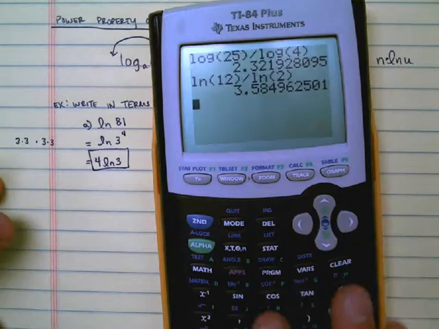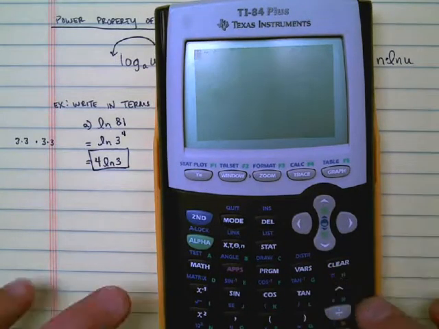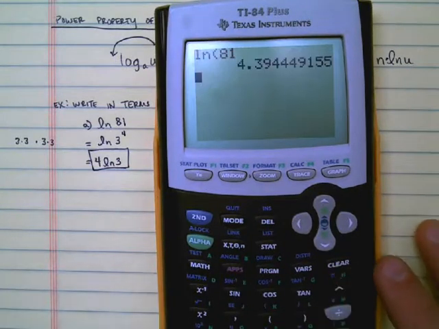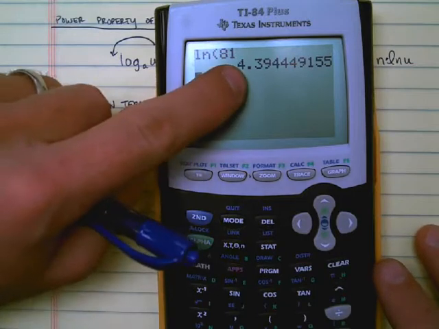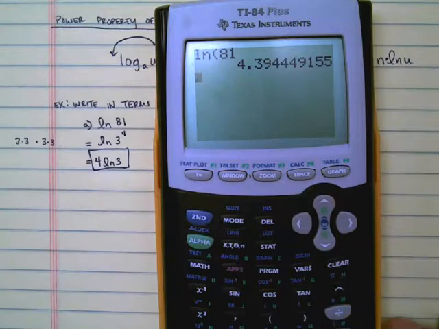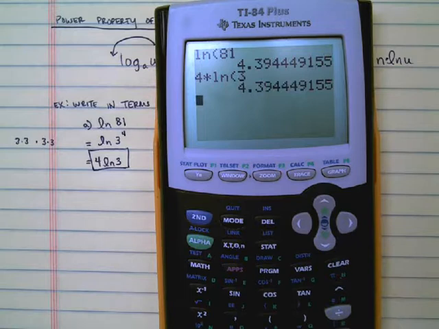Because it's using the ln key, I can type in ln, natural log of 81, and get 4.394. That means that e to the 4.39 power is 81. Or I can say 4 times the natural log of 3. And how about that? It gets you the same exact answer.